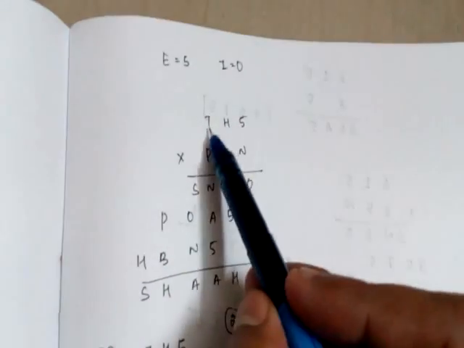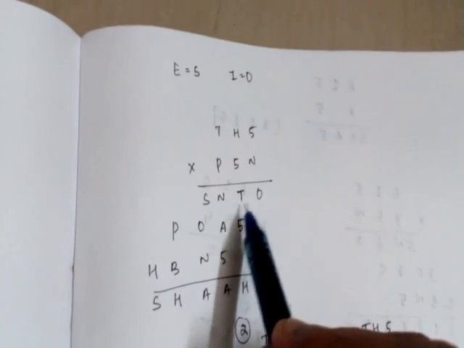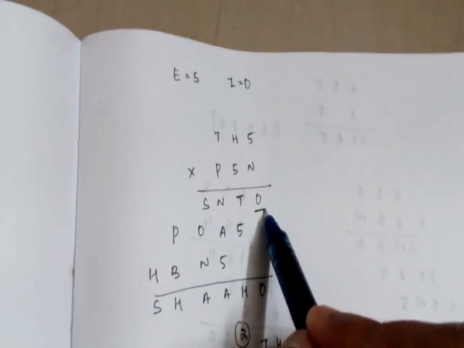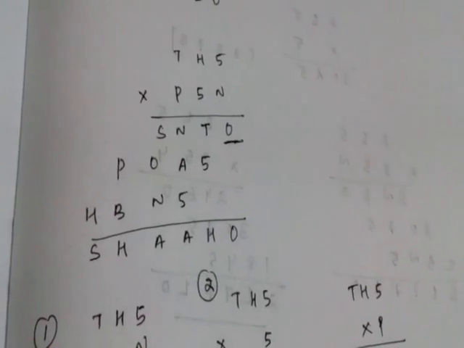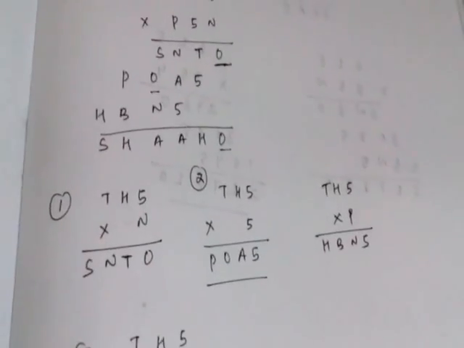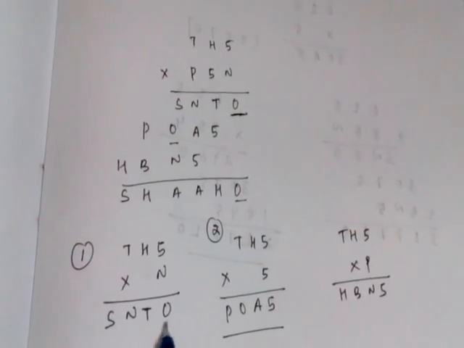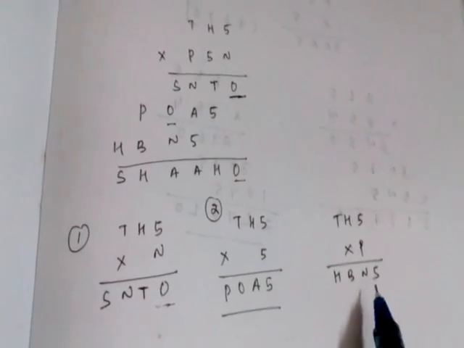So TH5 into P5N gives SN, it's S and T, it's 0, not O, it's the digit 0. So this is also P0A5 and HBN5. So the final output will be SHAAH0. Now I'll divide the three cases and put the value of E equal to 5 and the I value will be 0. So this is the output, okay.